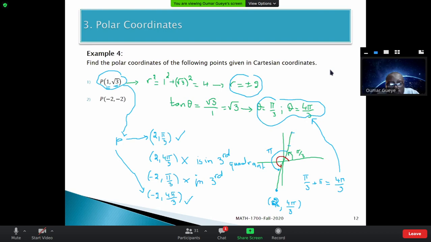So that's basically the difference between the two systems of coordinates, because in Cartesian coordinates, we have only one, a unique way to represent the coordinates. But for polar, we have different ways to represent the point.